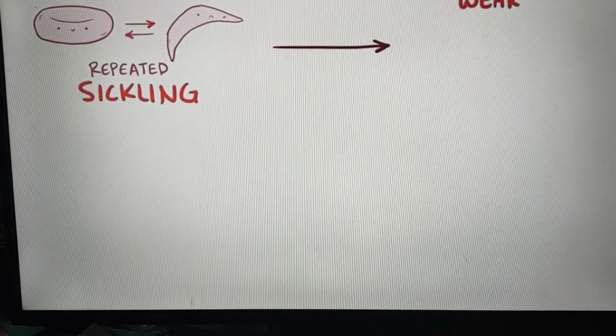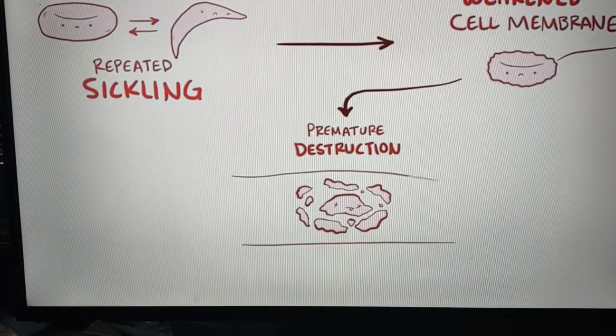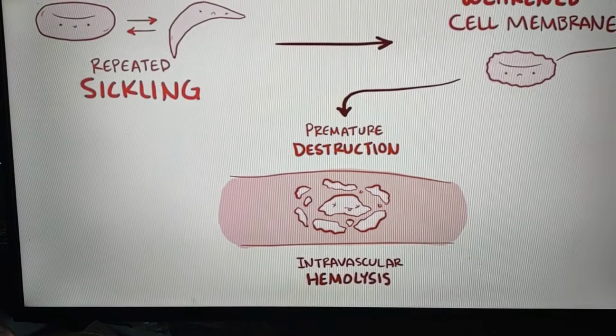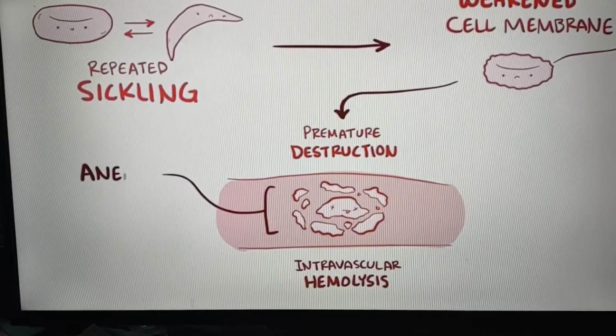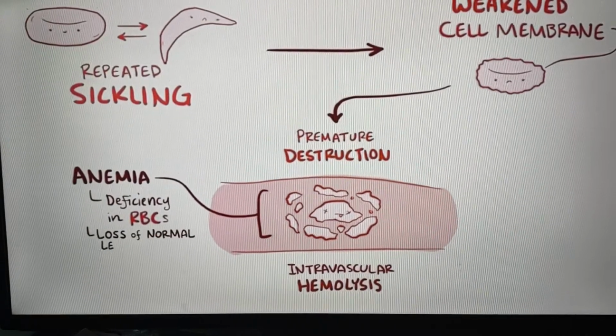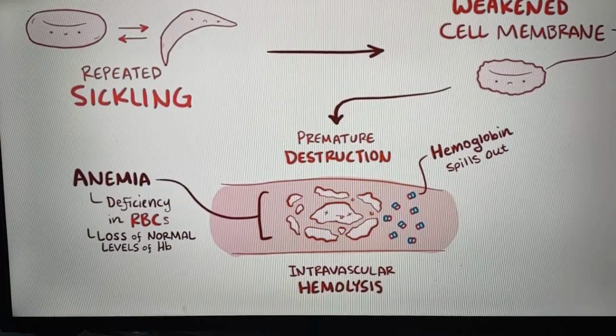Repeated sickling of red blood cells damages their cell membranes and promotes premature destruction. Since this happens within the vasculature, it's called intravascular hemolysis. This destruction of red blood cells not only leads to anemia, which is a deficiency in red blood cells or loss of the normal levels of hemoglobin, but also means a lot of hemoglobin spilling out.